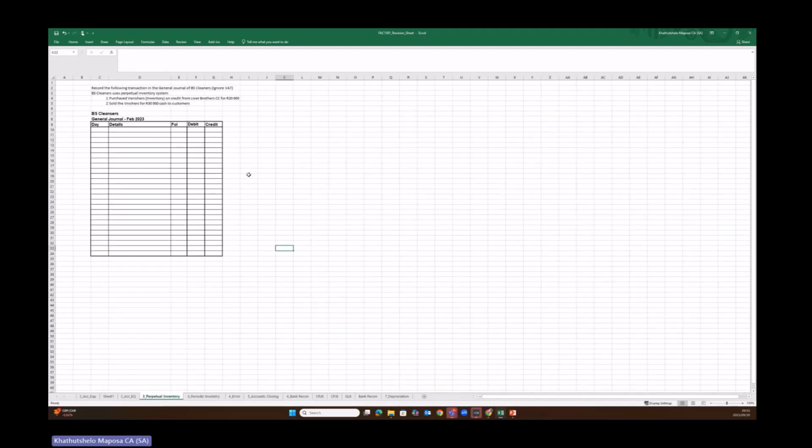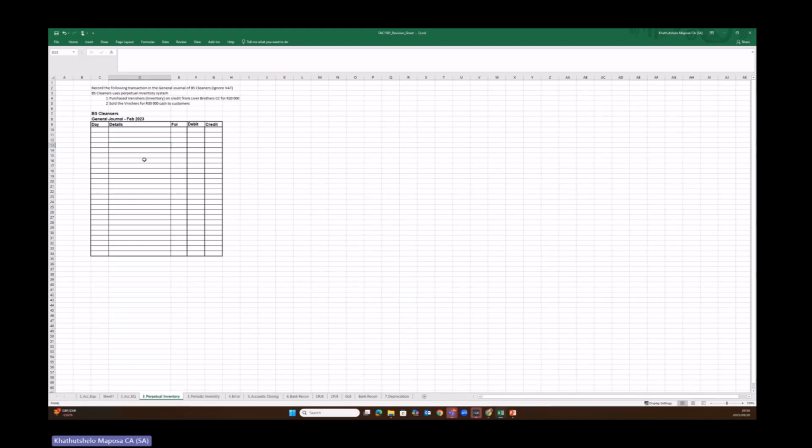Let's start with the perpetual inventory system. Before I ask a question, accounting transactions, as I indicated when I was doing the big picture, can be recorded from the books of first entry, which are the journals, your cash receipts journal and cash payments journal, or in the general journal, or in the general ledger, or we can jump and record them directly in the trial balance.